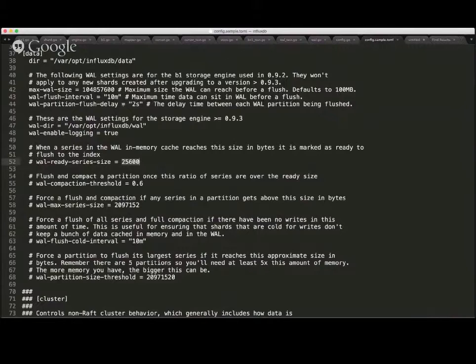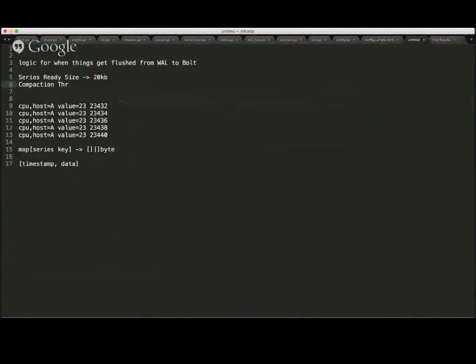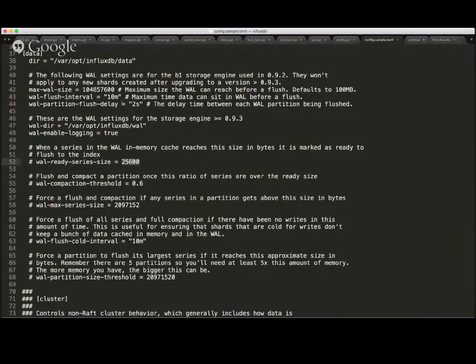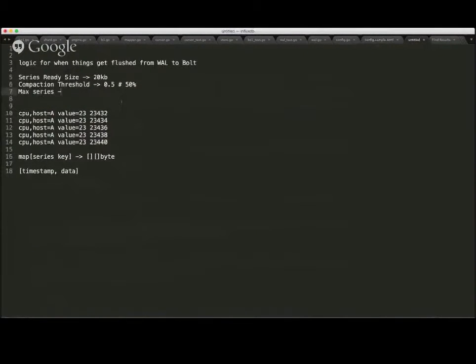So then the other ones are the compaction threshold, which is basically a percentage, like 50% by default, which means if we have a bunch of series in a partition, once 50% of those series reach this threshold, we can flush and compact this partition. I'll get to what compaction means in a second. Then there's the max series size, which is 2 megabytes by default. This just says, if any series in the partition reaches this size, do a flush and compact.